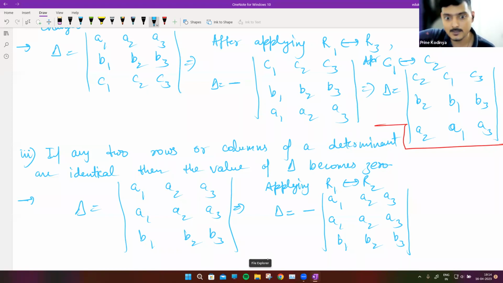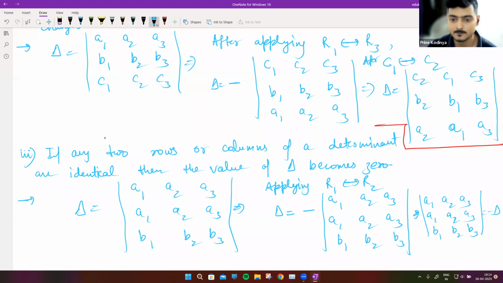Now we are saying that in the first case, this determinant holds a value delta. Correct? In the second case, the same determinant, if I multiply both sides by negative, holds the value minus delta. You can multiply both sides by minus. So you can write this as A1, A2, A3, then again A1, A2, A3, and then here B1, B2, B3 is equal to minus delta, right? So this is your first, and this is your second.